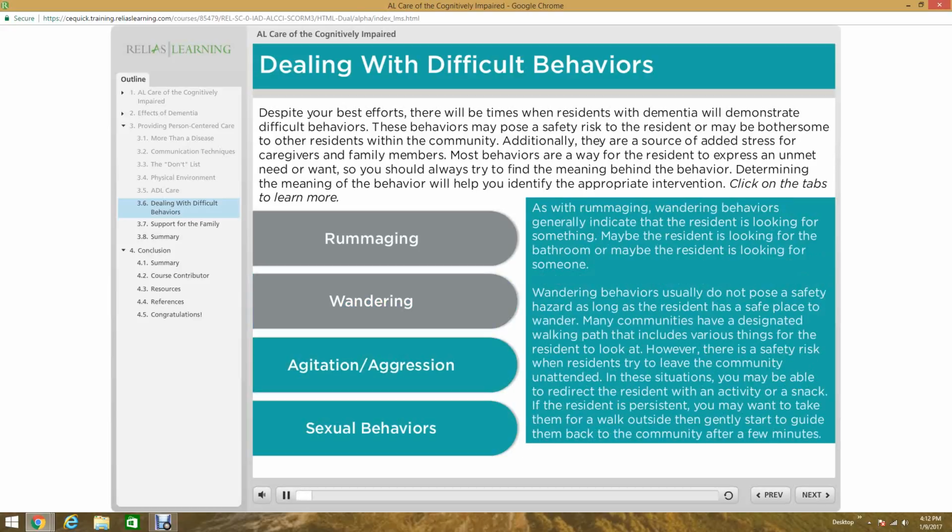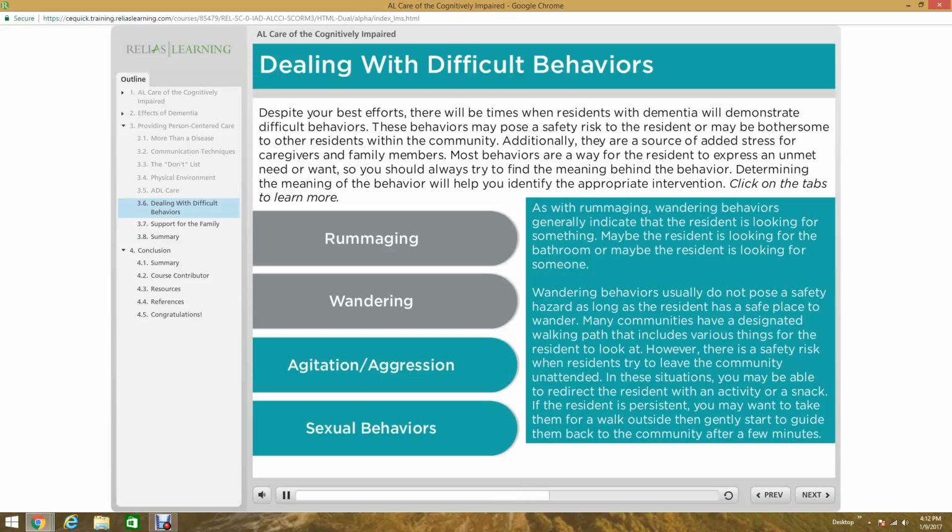As with rummaging, wandering behaviors generally indicate that the resident is looking for something. Maybe the resident is looking for the bathroom, or maybe the resident is looking for someone. Wandering behaviors usually do not pose a safety hazard as long as the resident has a safe place to wander. Many communities have a designated walking path that includes various things for the resident to look at.